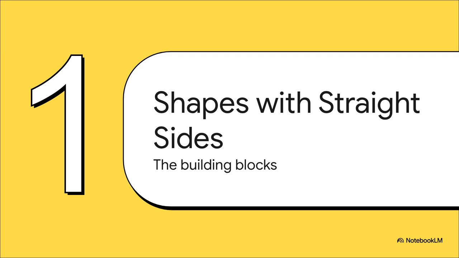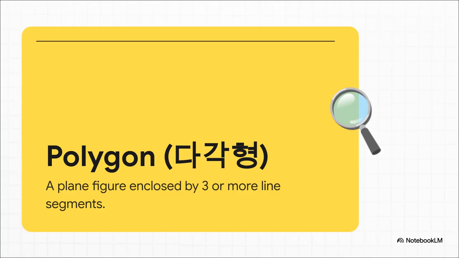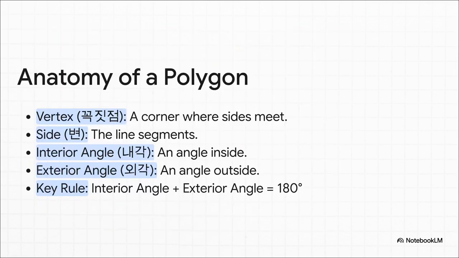Okay, first things first. Let's get our language right. We're kicking things off with shapes that have straight sides. You probably know them as the basic building blocks of geometry, polygons. So what is a polygon, really? It's just a fancy word for any flat shape that's completely closed in by 3 or more straight lines. Think about it. A triangle, a square, a pentagon, they're all just members of this big polygon family. And no matter how many sides they have, they all share the same basic parts.